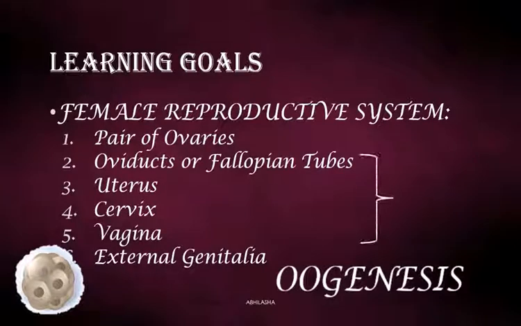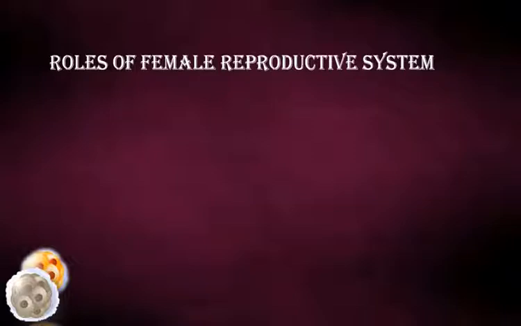Fallopian tubes, uterus and vagina collectively form the accessory ducts. These organs, along with mammary glands, are together involved in the process of reproduction, which includes the following.